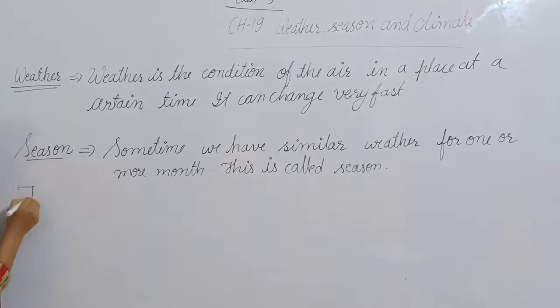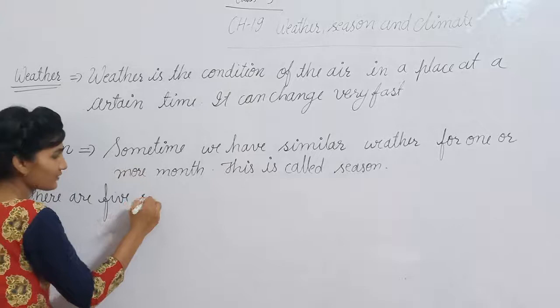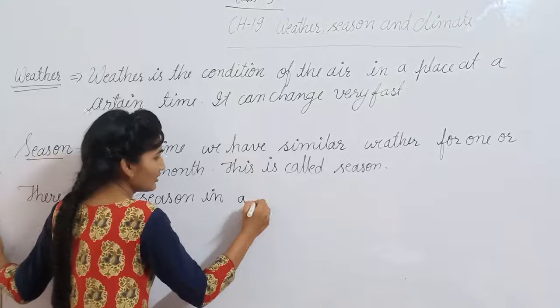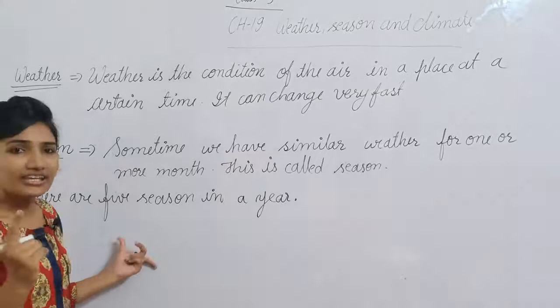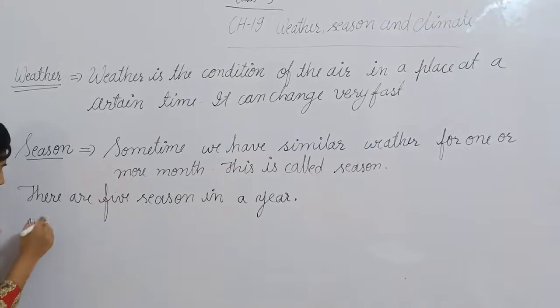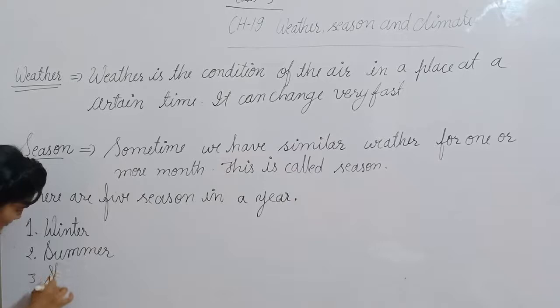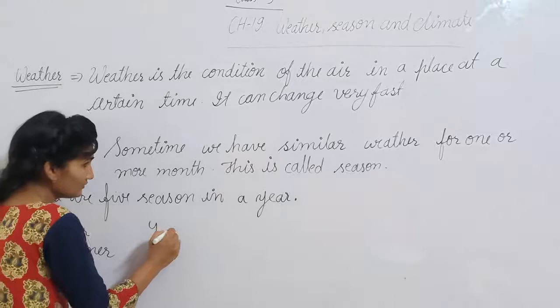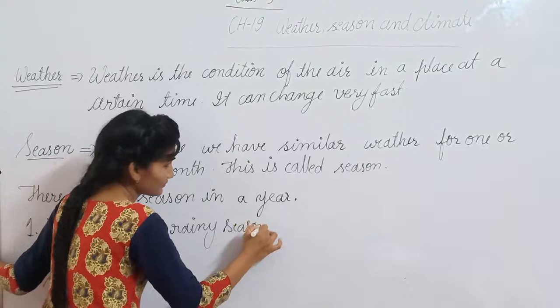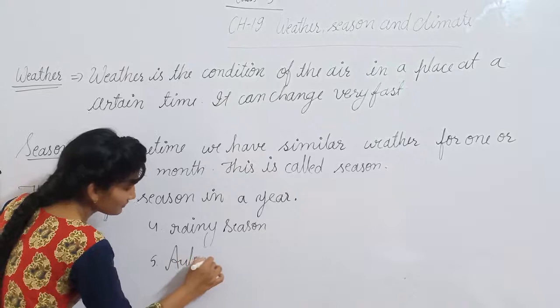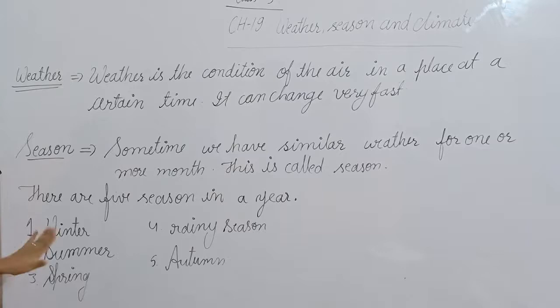There are 5 seasons in a year. First is winter. Second, summer, spring, rainy season and autumn. Okay, these are the 5 seasons in a year: winter, summer, spring, rainy season and autumn.